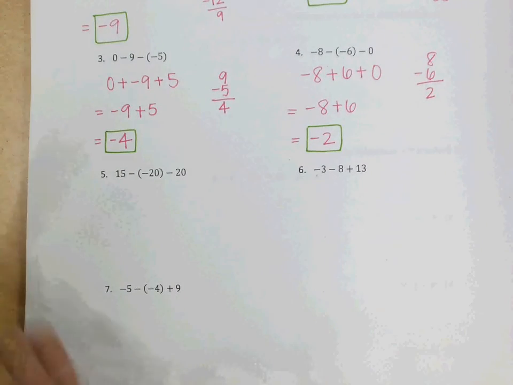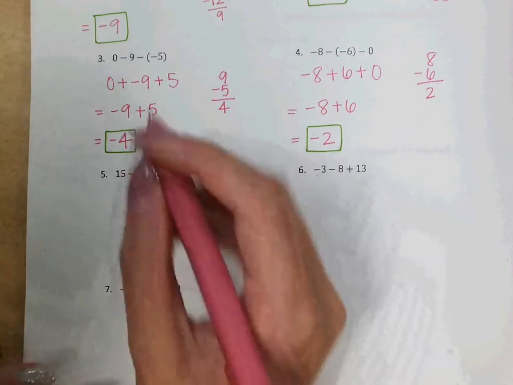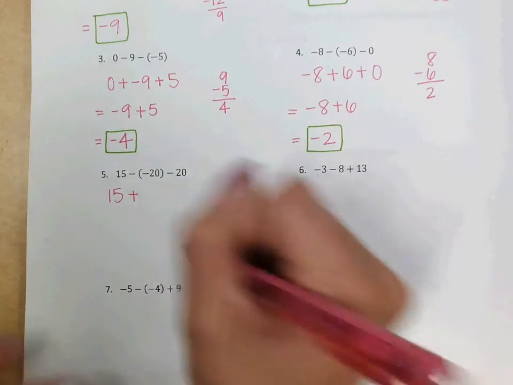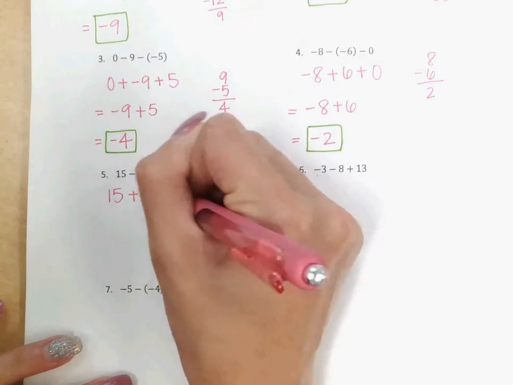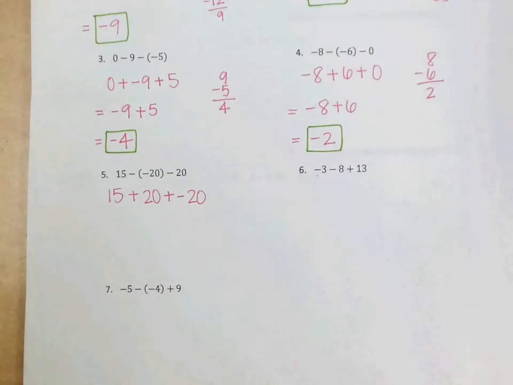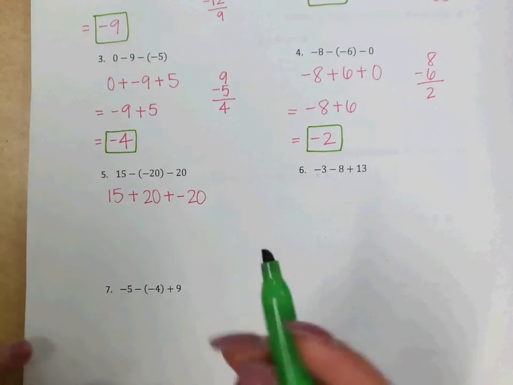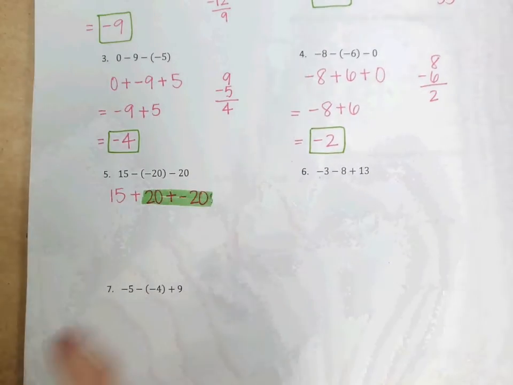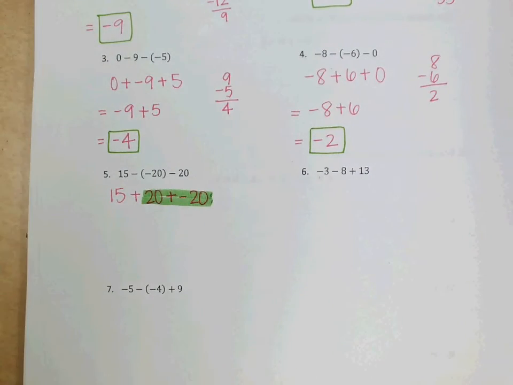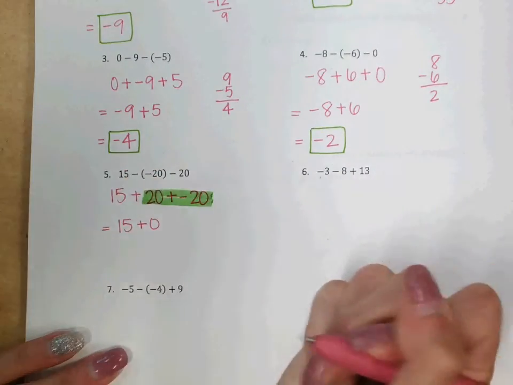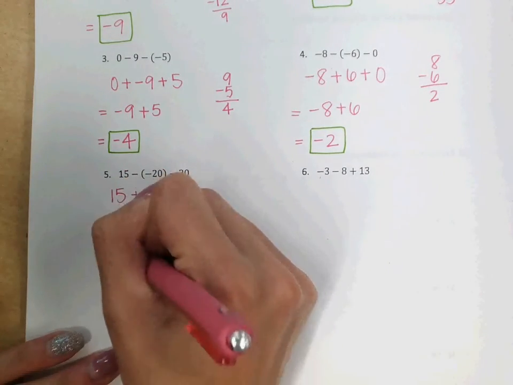I see subtraction, so I'm adding the opposite. I keep my first number the same, 15, plus the opposite of negative 20, so 20, plus the opposite of 20, so negative 20. One thing I notice here is that 20 and negative 20, they are a zero pair. They are opposites, so zero pairs, when we add them, they add to 0. So this is 15 plus 0, which gives us 15.